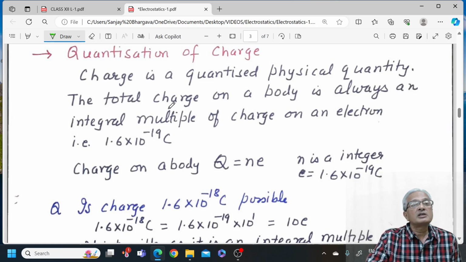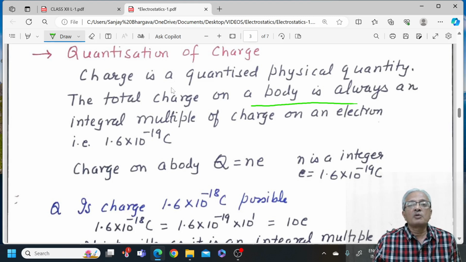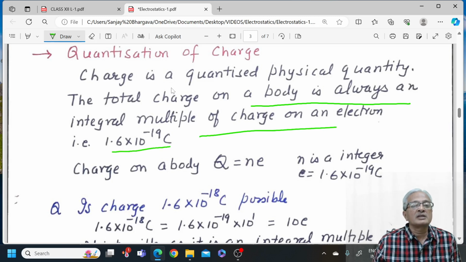Another property of charge is quantization of charge. Charge is a quantized physical quantity. The total charge on a body is always an integral multiple of the charge on an electron, that is 1.6 × 10^-19 coulomb. So the basic unit of charge is the charge on an electron, which is 1.6 × 10^-19 coulomb. So what is the charge on a body? Q can be written as n times e. Remember, n is an integer and e is 1.6 × 10^-19 coulomb.